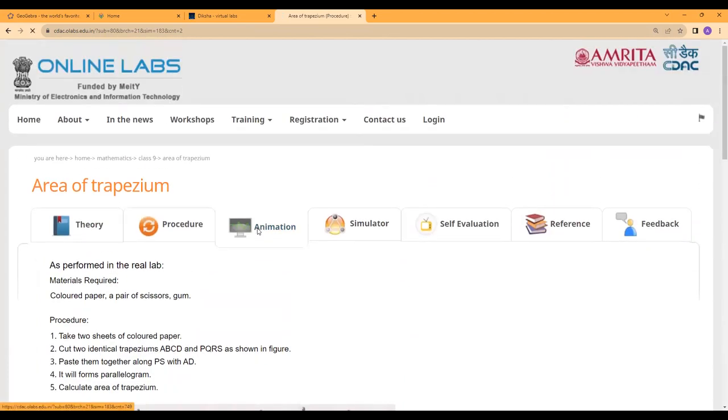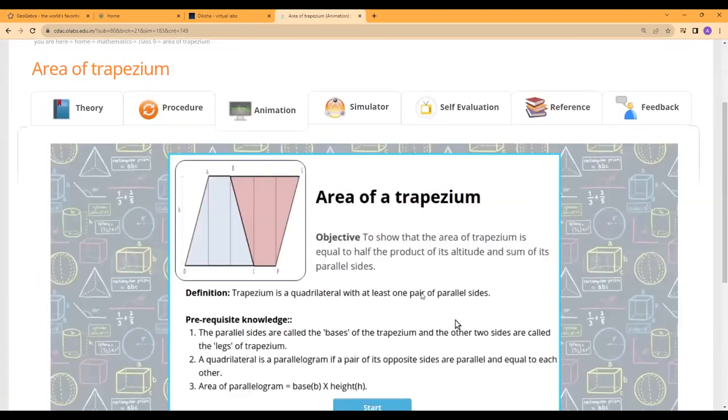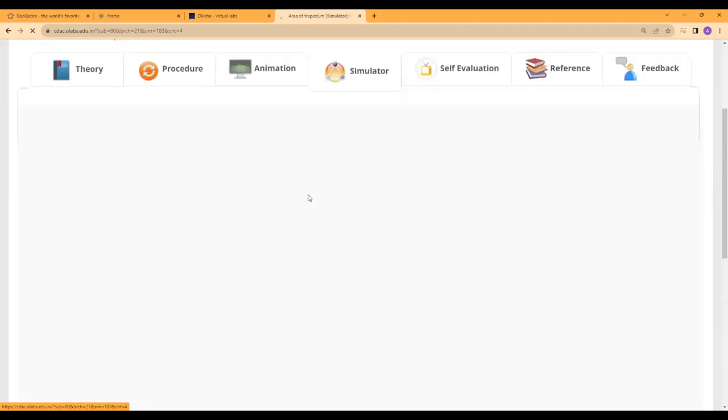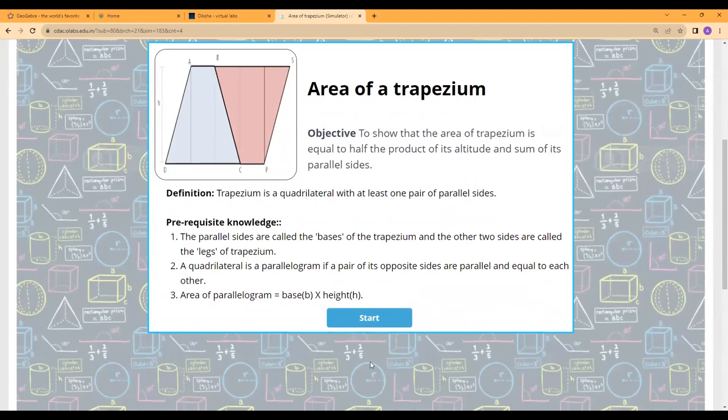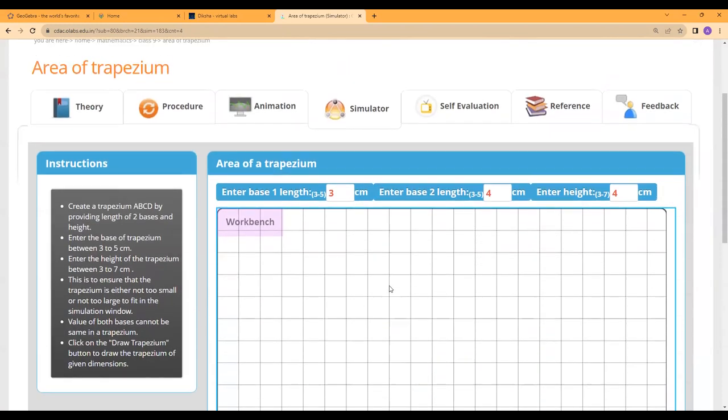Okay. So here we have an animation video. This animation video is basically related to the simulation, what they are going to explain in the simulation. So one short video is there. So the main highlight of this virtual lab is the simulator. To start the simulator, we will just click on start. So this is the window.